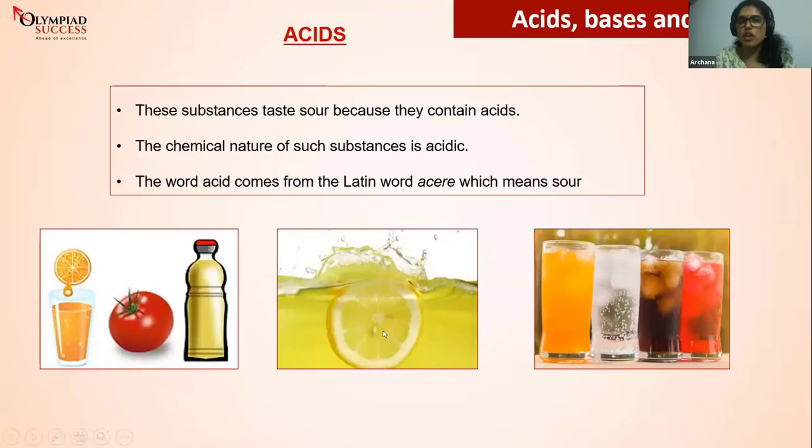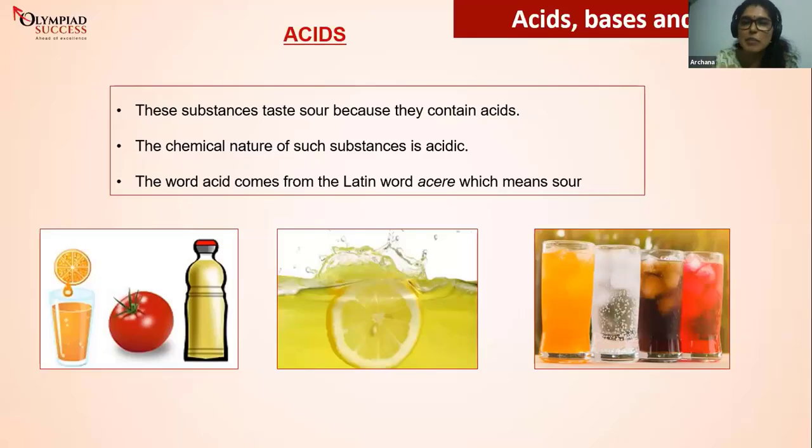Okay. So now coming back to what are acids, what are bases. The question was based on indicators, right? So that is going to be the focus of today's session. Acids. What are acids? We have different kinds of substances which have acids in them. But what are acids? If you have to tell someone what is an acid, what is a base, how do you say it?